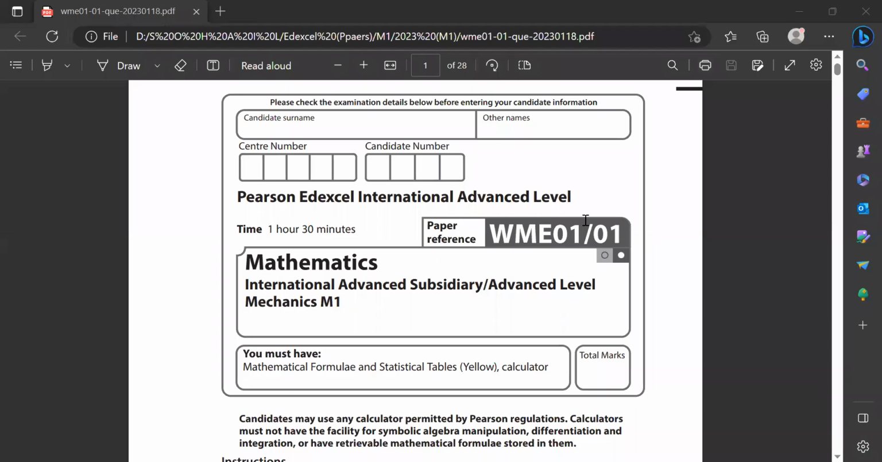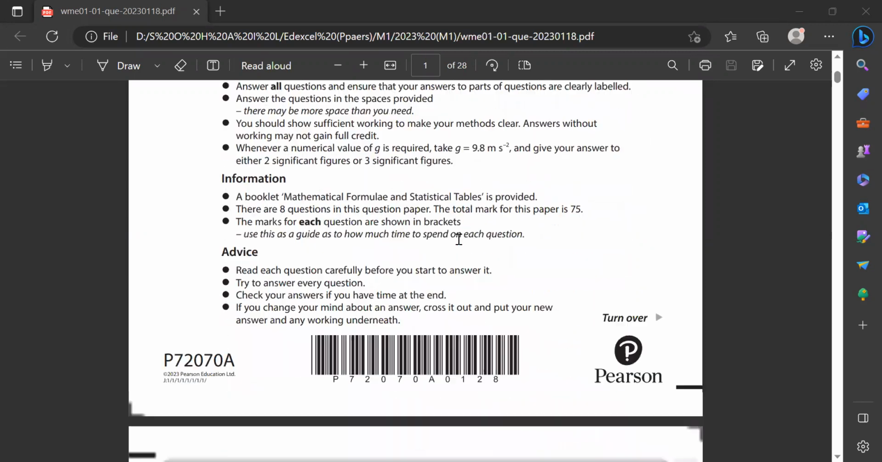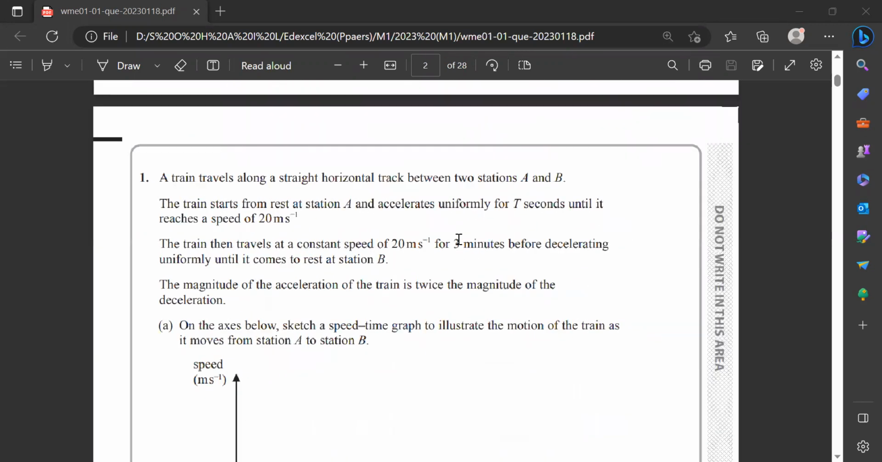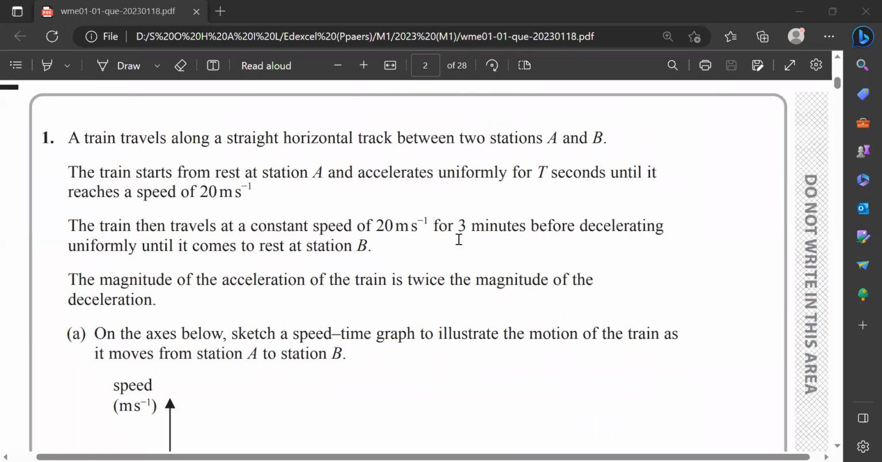This is Pearson Edexcel International Advanced Level Mathematics Mechanics 1, January 2023. First question: a train travels along a straight horizontal track between two stations A and B.